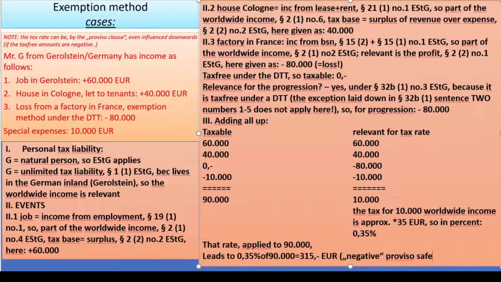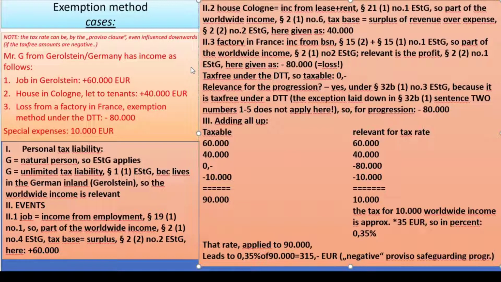proviso safeguarding progression, because in that particular constellation, the proviso safeguarding progression does not turn out to be positive for the fiscal administration, but turns out to be negative for them. And so, just in a colloquial way to coin a technical term for that, one speaks of the negative Proviso Clause, or in German of the negativer Progressionsvorbehalt.